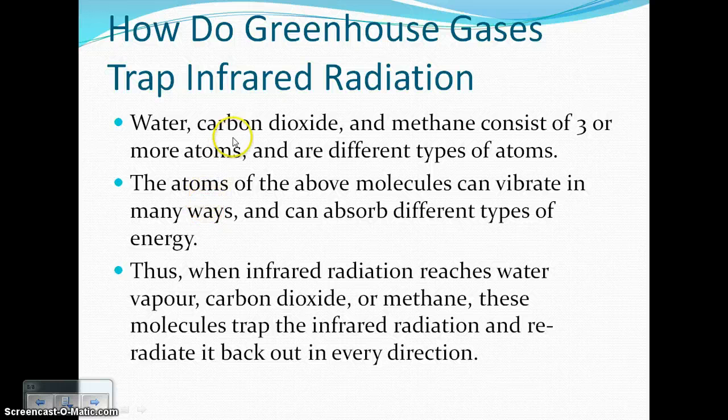How do greenhouse gases trap infrared radiation? Well, water, carbon dioxide, and methane are molecules that contain 3 or more atoms, and these atoms are of different types and different shapes. The atoms of these molecules can vibrate in many ways and thus absorb different types of energy. And when the infrared radiation reaches water vapor, carbon dioxide, or methane, these molecules trap the infrared radiation and radiate it back in every direction.